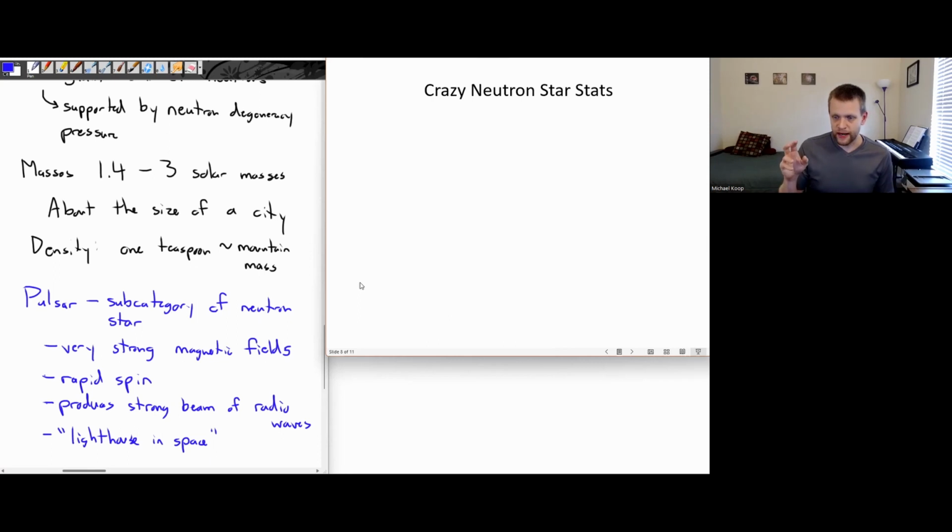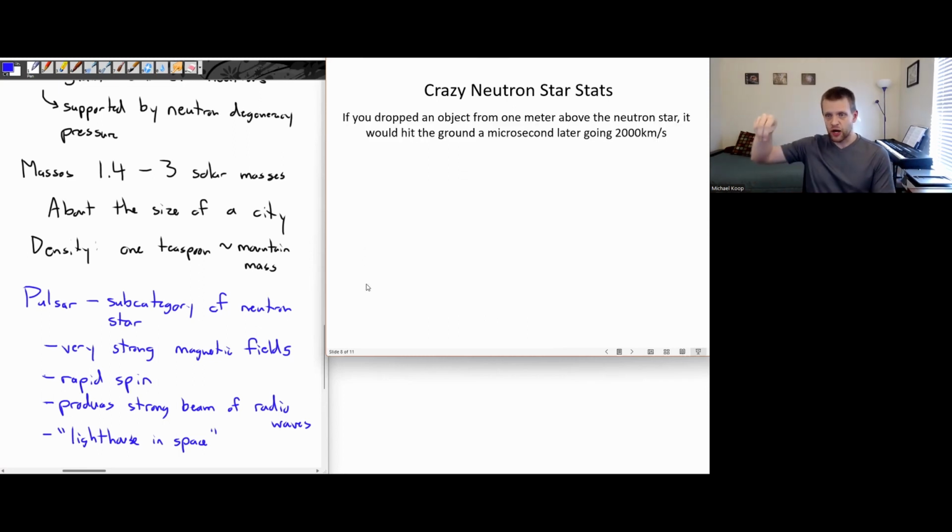So for this part, I just want to talk about some of the crazy properties of these neutron stars, because like I said, they are some of the most extreme objects that we see in the universe. So my objective with this slide is to just get people to say, holy crap. Let's see how I do. So if you dropped an object from 1 meter above a neutron star, its gravitational field is so strong that it would hit the ground a millionth of a second later, traveling at 2,000 kilometers per second. Don't drop it on your toe.